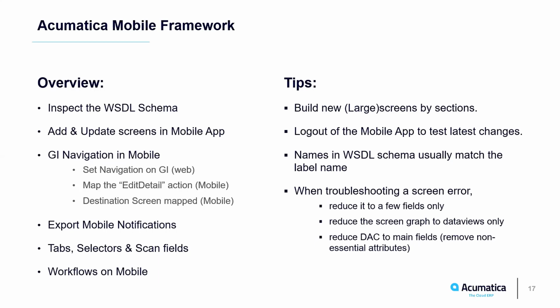And when troubleshooting a screen error, so let's say maybe you have a large screen that was working properly with an older version, and then you perform an upgrade, and now that screen does not open in the mobile application, I recommend to reduce it to a few fields only on the mobile file. Then you can reduce the screen graph to the data views only, just make it simple. And then last, you can reduce the DAC to main fields and remove any non-essential attributes.